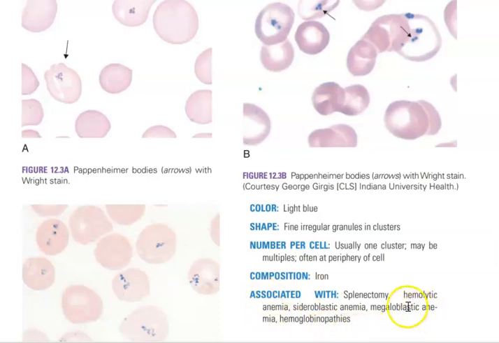And here are some of the diseases or conditions associated with them, but just remember these usually come in clusters, granules in clusters.